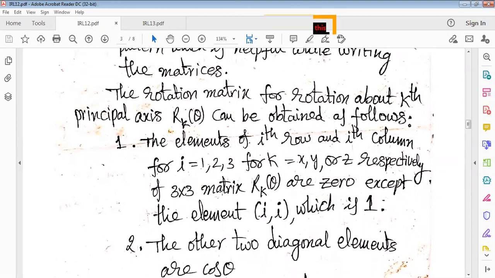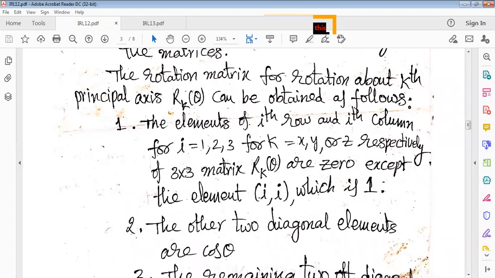So for example, let us consider i equal to 1, so k is equal to x. It means that for rotation about the x-axis, the ith row, ith column value is 1. Except this ii element in the matrix, the remaining elements are 0 in that row and column.